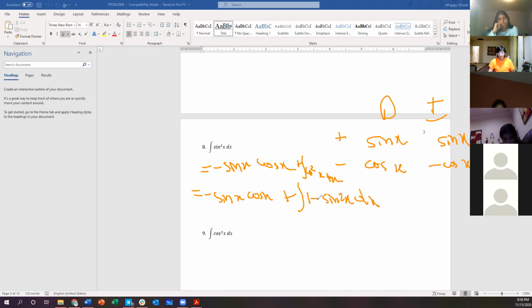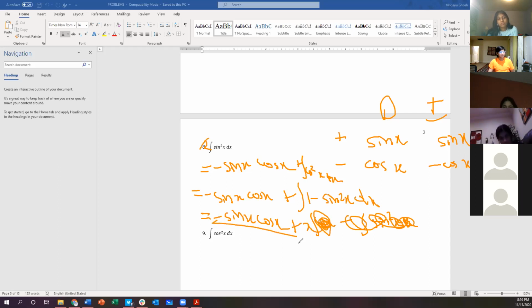You can break this integral up into minus sine x cos x plus the integral of dx minus the integral of sine squared x dx. And now you can add this back to the other side, so you'll get a 2 here. And the integral of dx is just x, right? And then you divide both sides by 2 plus c, and then that's your answer.